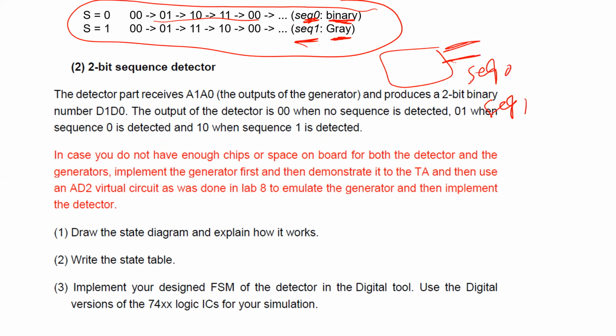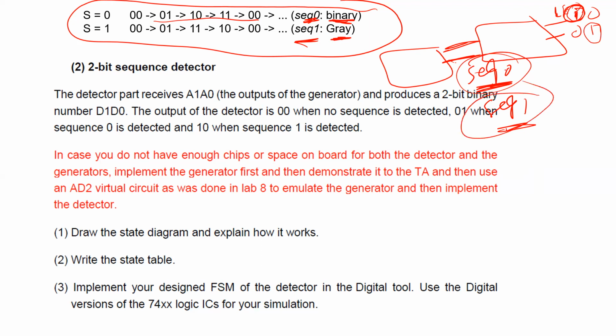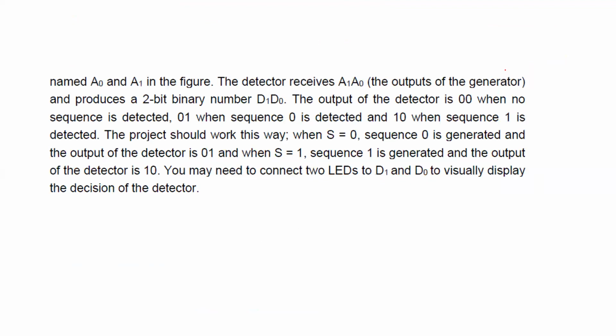We have two outputs here. If you generate sequence number 0, the detector has to tell me, so it's going to be 1 0. If you generate sequence 1, it has to be 0 1 this way. I encourage you to connect LEDs here, so that if I see this LED on, that means sequence number 0 is detected. If the second LED is on, that means sequence number 1 is detected. That's what I'm explaining here.